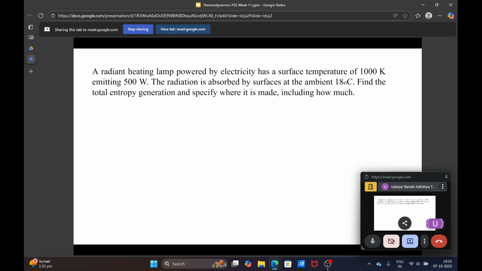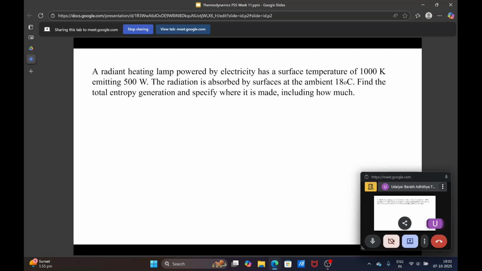The first question for today is: we have a radiant heating lamp powered by electricity which has a surface temperature of 1000 Kelvin emitting 500 watts. The radiation is absorbed by surfaces at the ambient, which is at 18 degrees Celsius. Find the total entropy generation and specify where this entropy generation is being made, including how much.